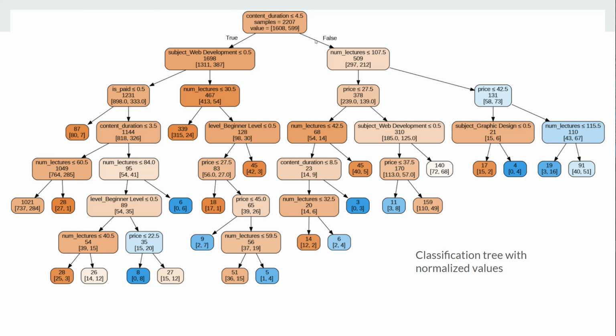On the other side, we can see that if the content duration is greater than 4.5, if the number of lectures is greater than 107, and if the price is less than 42.5, and it's a graphics design course, we can see that all four of those classes received a high number of reviews. So these highlight some of the factors that lead to a course having a high number of reviews per subscriber. So it involves a lot more than just the subscriber count.